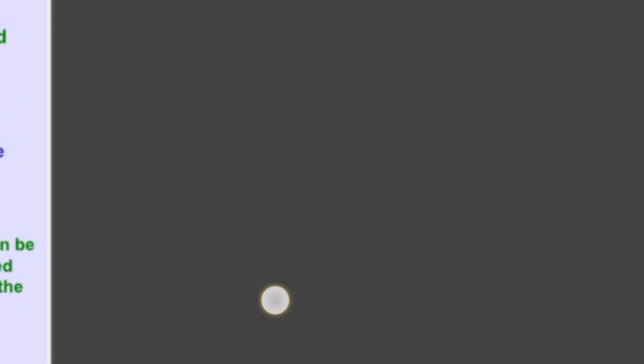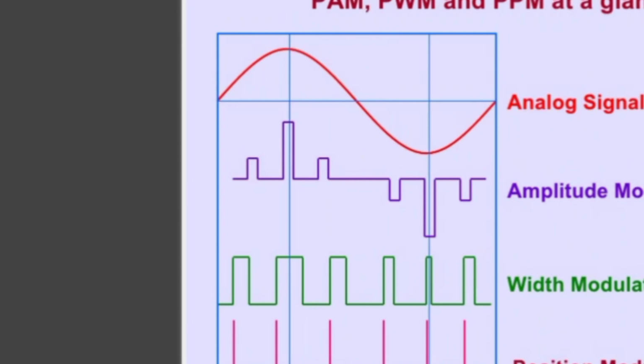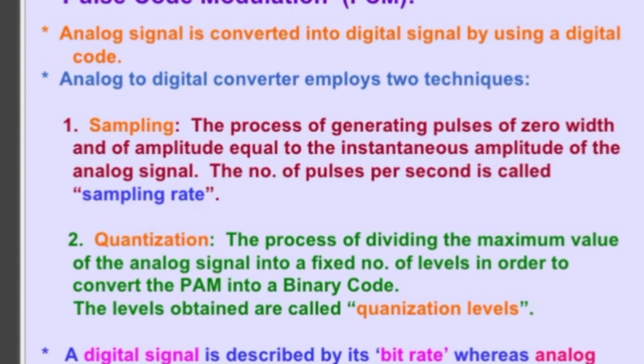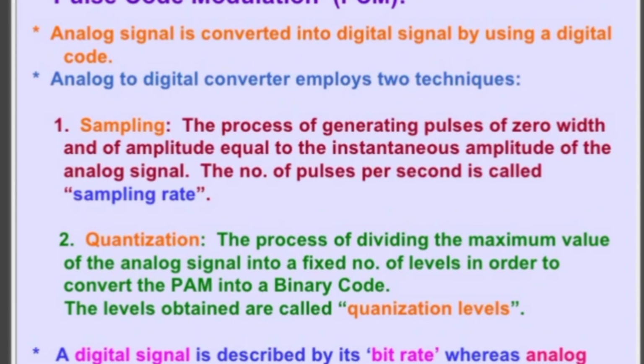Coming to all these: amplitude modulation, pulse width modulation, pulse position modulation are analog modulation techniques. Coming to pulse code modulation, pulse code modulation is one of the digital techniques. An analog signal is converted into a digital signal by using a digital code. The analog to digital converter, ADC, employs two techniques: sampling and quantization.